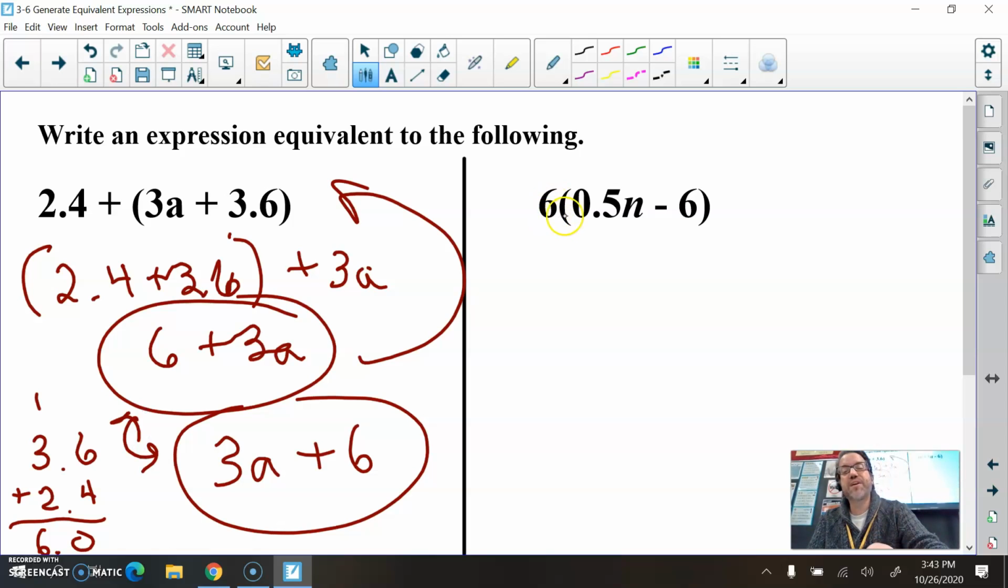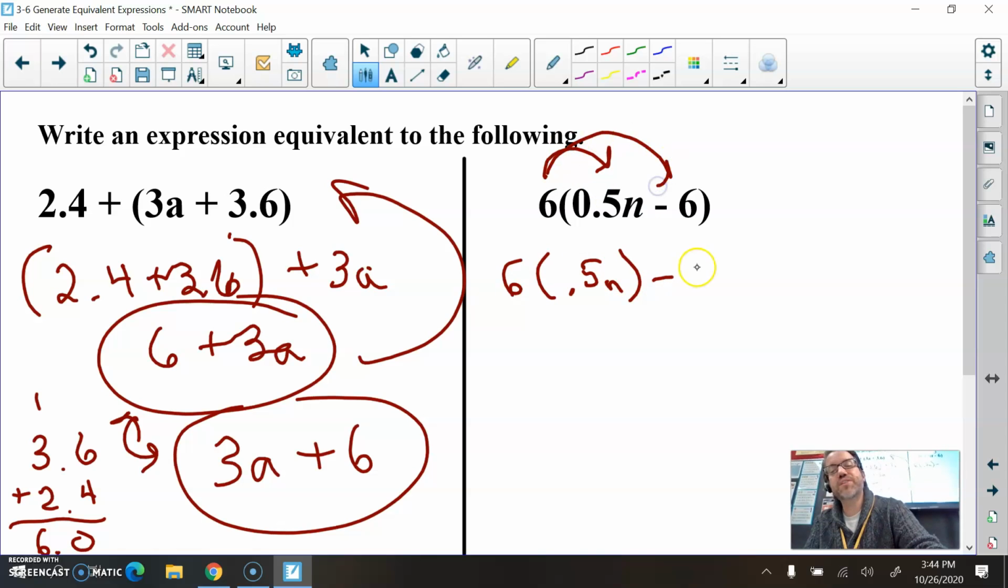Now I have 6 times the quantity, 0.5n minus 6. Okay, so now I am multiplying 6 by whatever's in this quantity here. So I am going to bomb the fort, use the distributive property. 6 times 0.5n minus 6 times 6.